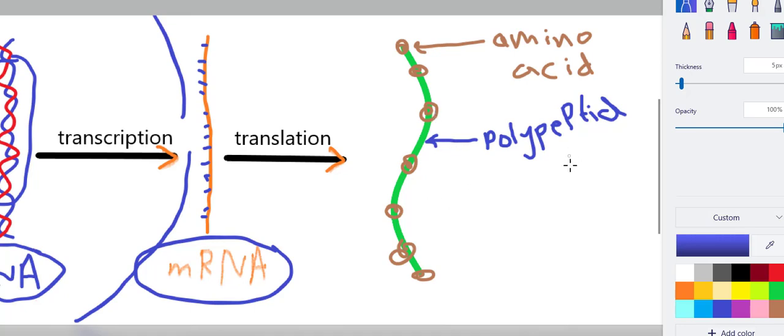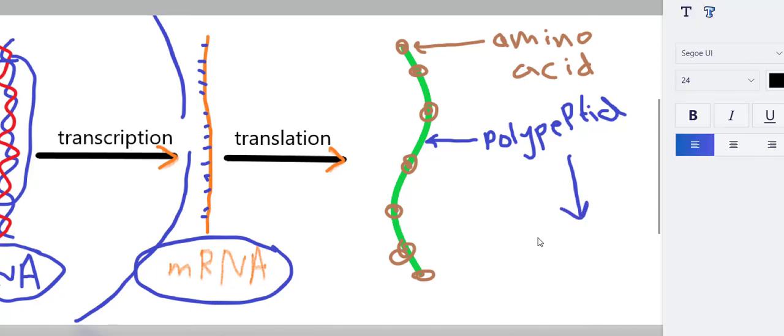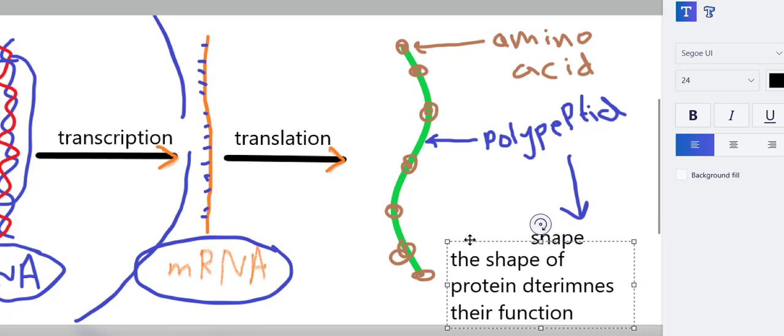This polypeptide has a specific function and has a specific shape before the function. This shape determines their function. The shape of the protein determines what? The shape of the protein determines their function.